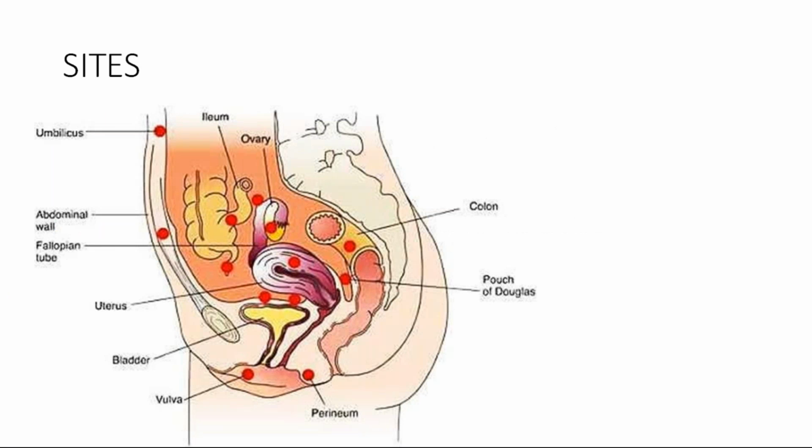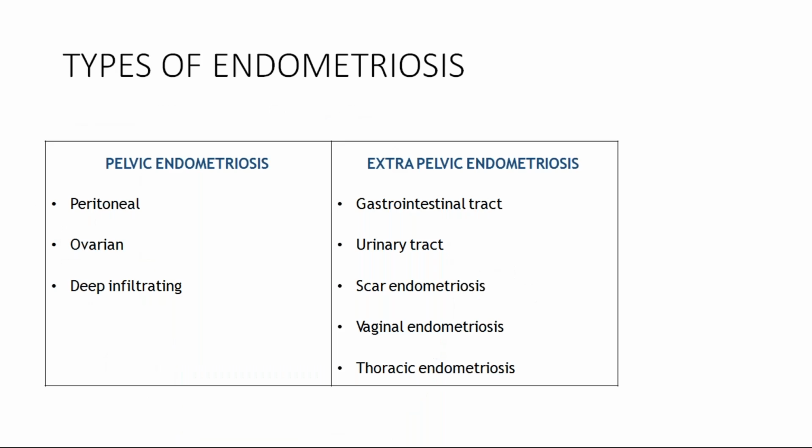So what are the sites of endometriosis? The normal location is inside the endometrium. So outside locations: inside the uterine wall, in the myometrium, you call it adenomyosis, or it can be present near the umbilicus, fallopian tubes, ovaries. It can be bowel, ileum, or bladder, vulva, vagina, perineum, pouch of Douglas, colon, intestinal tract, or it can be on a previous cesarean or some other abdominal scar. Scar endometriosis is also seen. So these are various sites of extra location of endometrium outside the uterus.